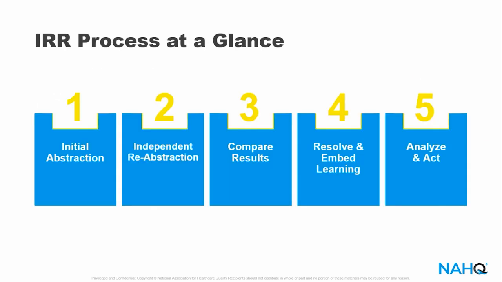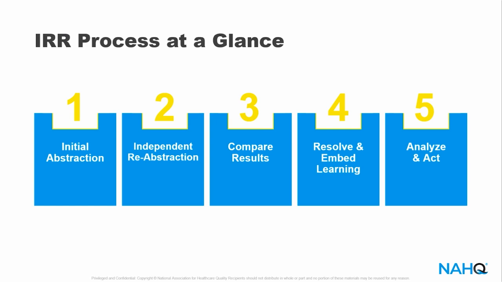Here's the IRR process at a glance. First, we have initial abstraction. This is where the original abstractor completes the case as usual, capturing all required data in the abstraction tool. Step 2 is independent re-abstraction. A buddy blindly reviews the same case or sample of cases without ever seeing the first person's work. Ideally, this happens soon after the original abstraction so the data is fresh and any corrections can be applied quickly.